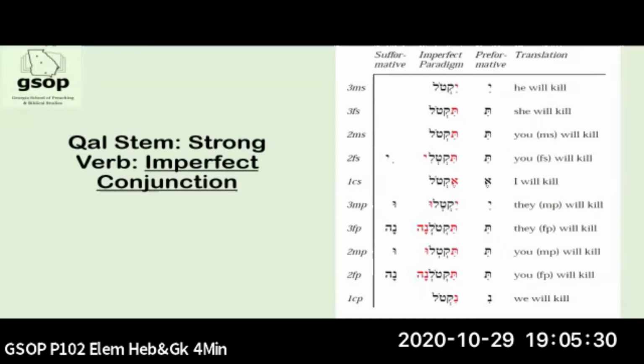Now, because I have a suffix, a nun with the qamets heh underneath that, I know it's feminine. Remember that qamets heh tells me it's feminine, and just because I have the nun doesn't change anything. Second masculine plural, tiktelu. You will, masculine plural, kill. And second feminine plural, tiktolna. You will kill, feminine plural. And then our last, first common plural, niktol. We will kill.